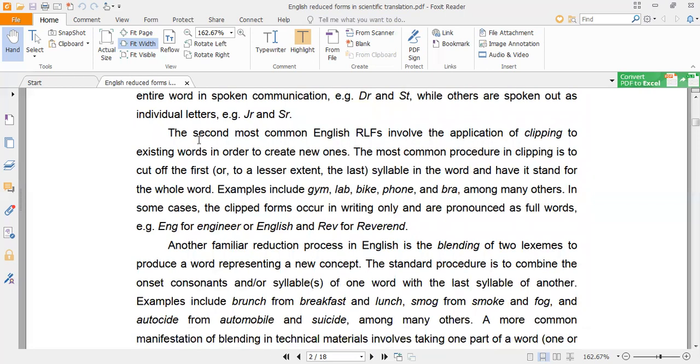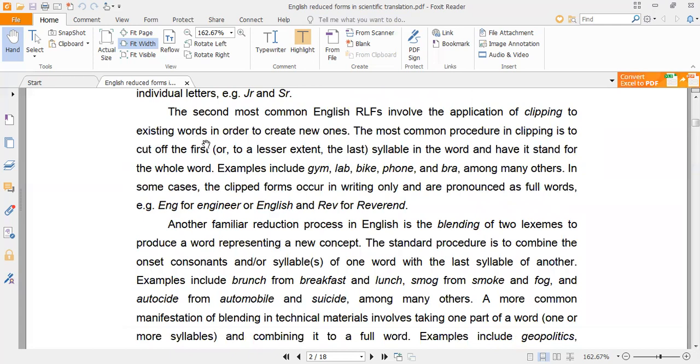now moving to the second type of reduced forms. The first type is acronyms and abbreviations, and they are treated as one type because they are so similar to each other. The second type is clipping. Now, in clipping, we cut the first syllable of the word, and we consider it as a new word which refers to the original one. For example, gym.